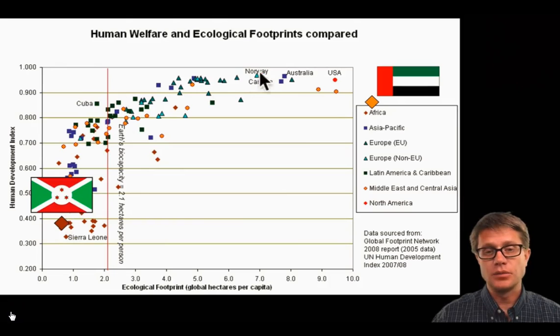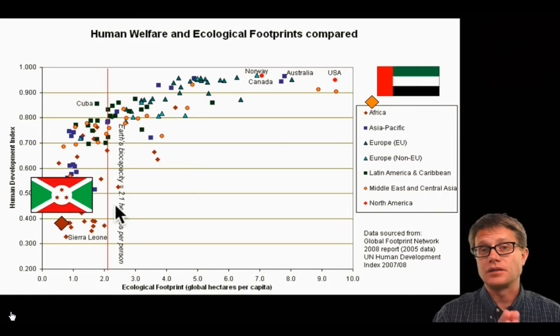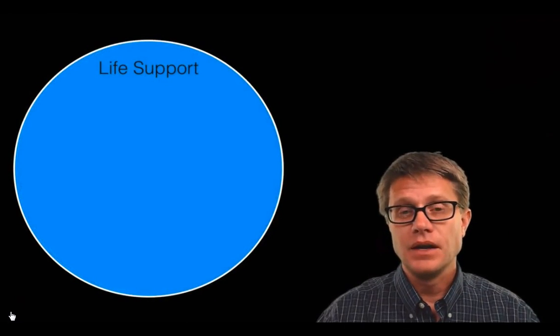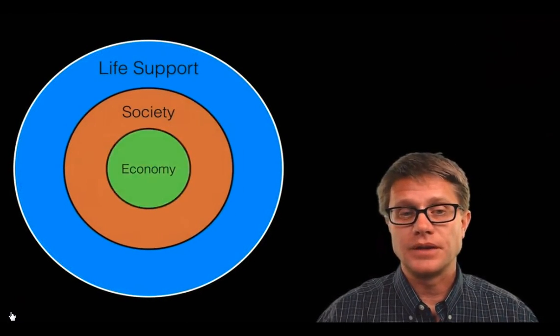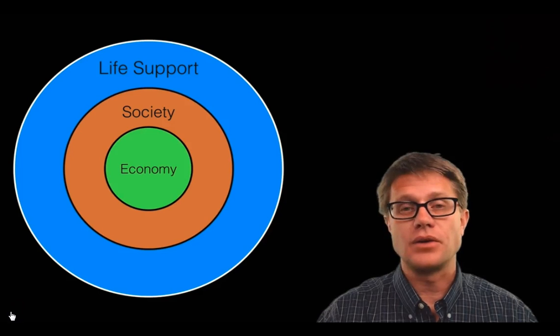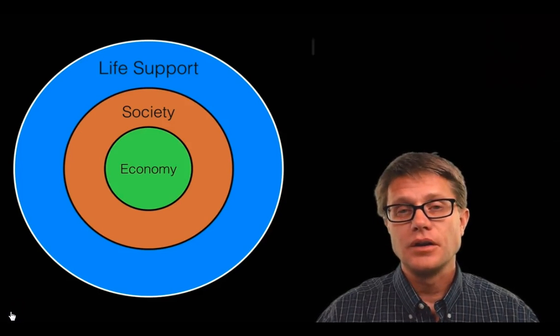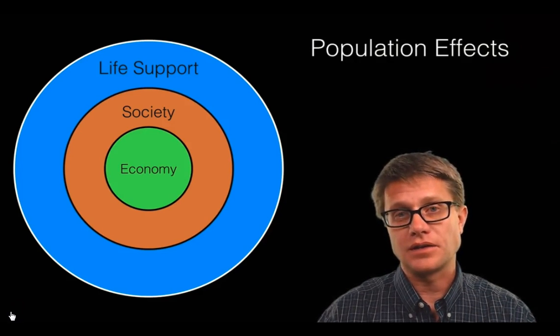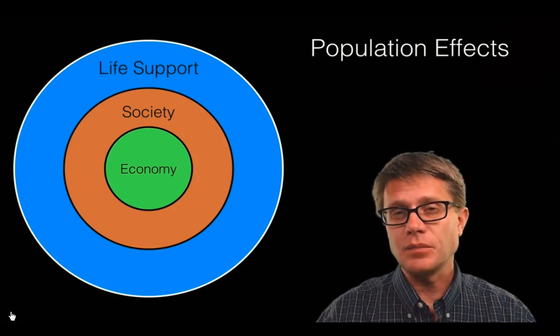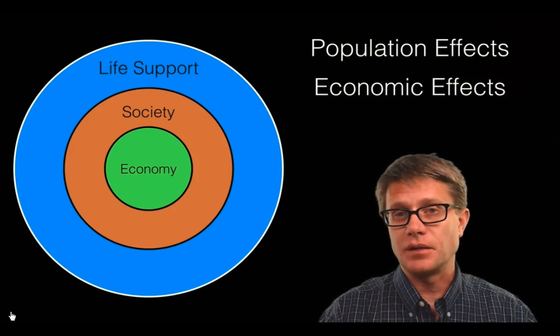Now this line is interesting. This line right here at 2.1 global hectares per person is the biocapacity. It's what our Earth can support. And so you can see that a lot of countries are actually exceeding that. And so going back to our model again, it's the society and the economy. As the population gets larger, we're going to have population effects on the environment, but the economy can affect it as well. If the economy is too large, then we have too much of an impact. But if it's too small, that can impact the society itself.